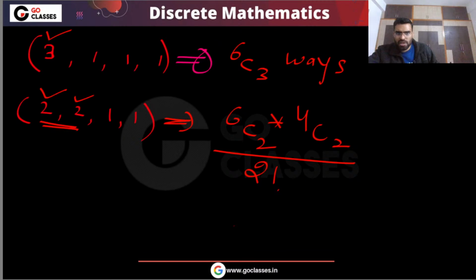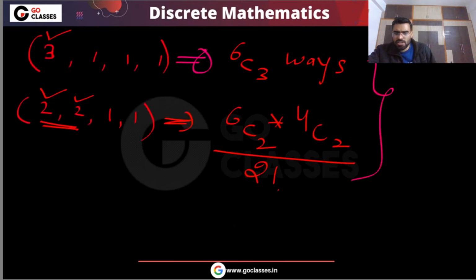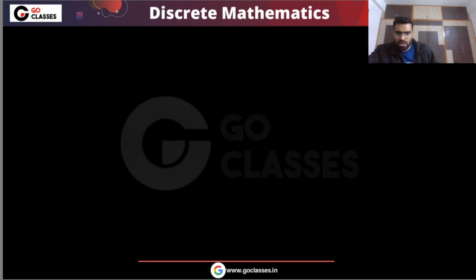If anyone has any doubt, you can ask. So finally, this is your answer for this question. So this is how you can do it. Just add both of them. Now, this IOIB was also the same as DOIB.